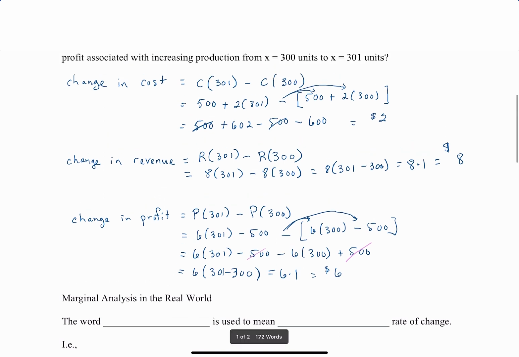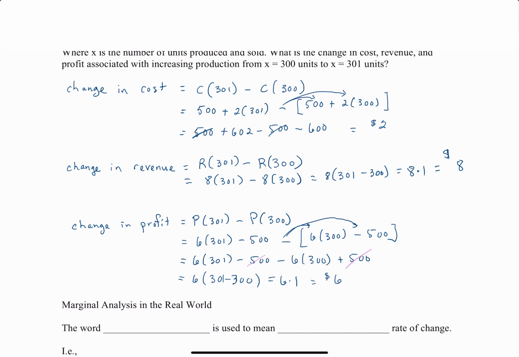Notice that makes sense because our revenue goes up by $8, but it's offset by an increased cost of $2, and profit, of course, is revenue minus cost. So it makes sense that we'd have a change in profit of $6. Next up is some bad news, but I'll leave that for the next video.